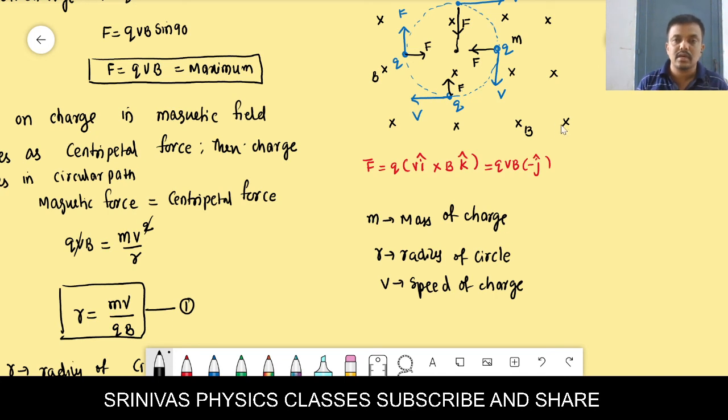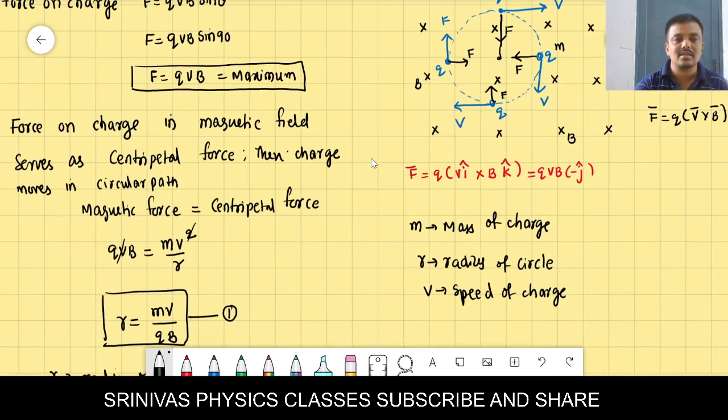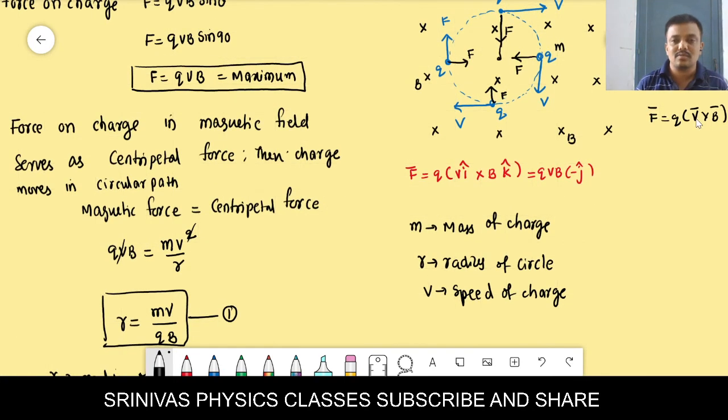I cap denotes x-axis. Force formula we have Q into V bar cross B bar. Velocity is on the x-axis. Okay, remember it. Velocity is on the x-axis. That's why I wrote V I cap.